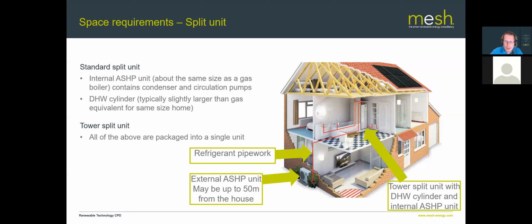And then here we've got a tower split unit where the domestic hot water cylinder and internal air source heat pump are a single unit. Okay, so there are two basic heat pump models: your split unit and your monoblock unit. Monoblock unit, very simple, everything's in the box. Split unit, you've got two boxes, and you've got refrigerant pipe work linking the two together.